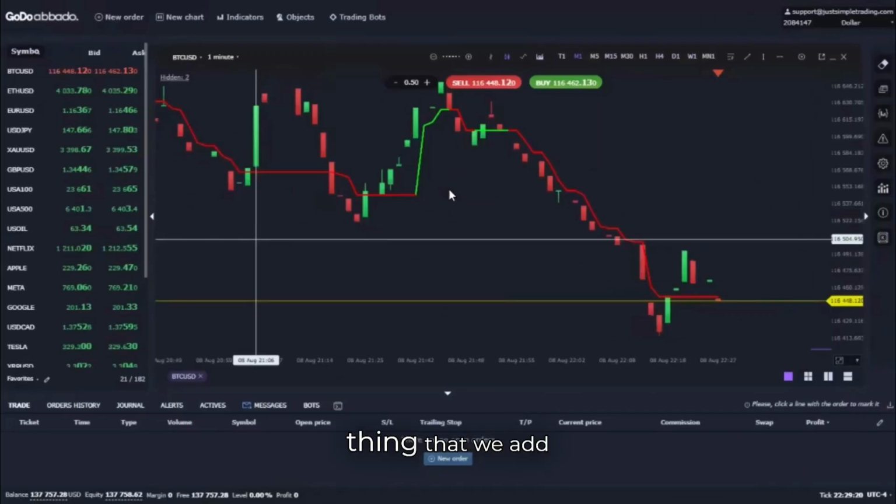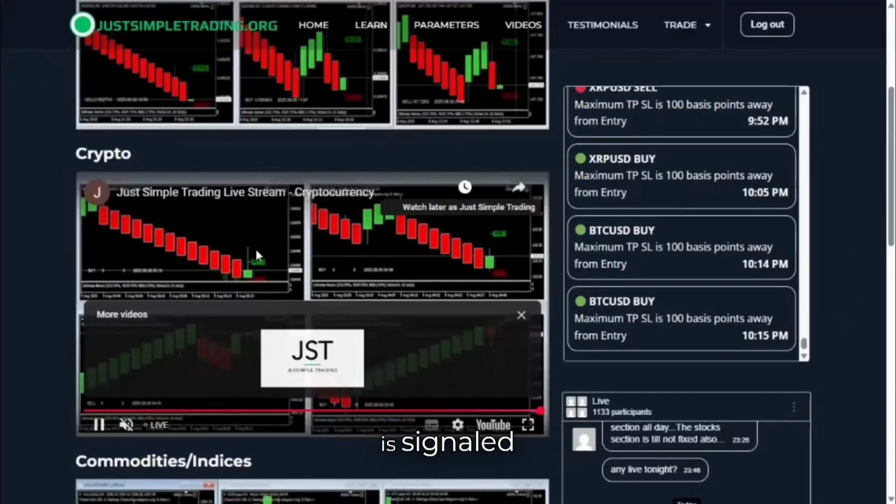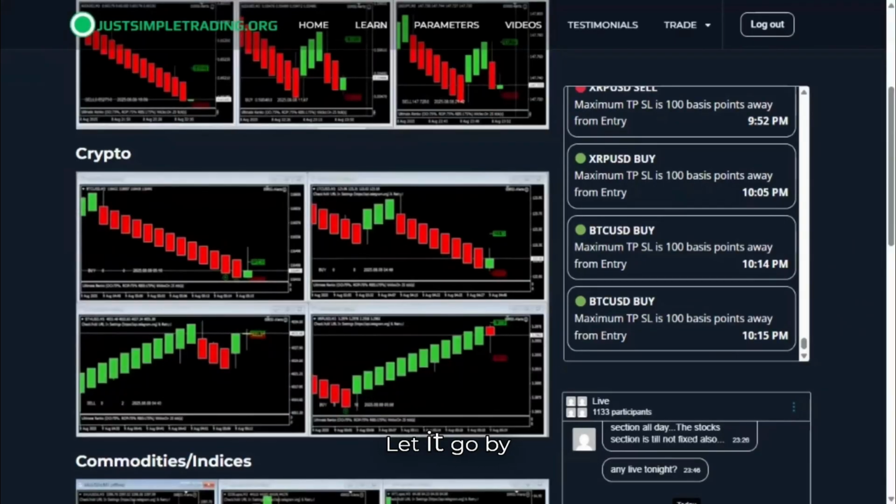And now the last thing that we add is entering a trade after the first trade fails to create like a catapult effect on our equity curve long term. What that means is that once a trade is signaled, we may just watch it as if we entered, but not actually enter, let it go by and see what it does. If it fails, then we would enter on the following trade.